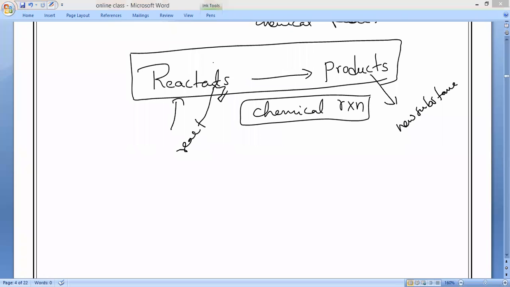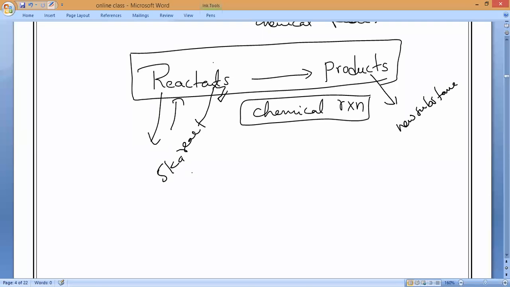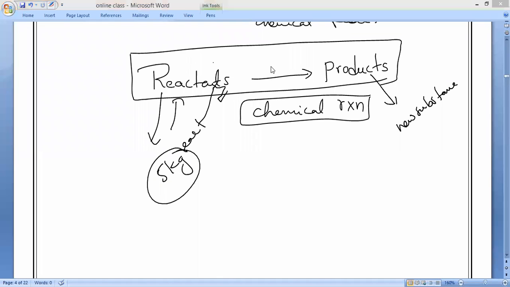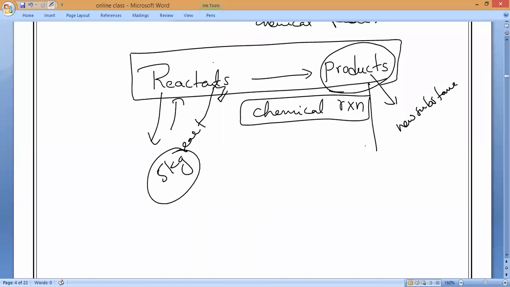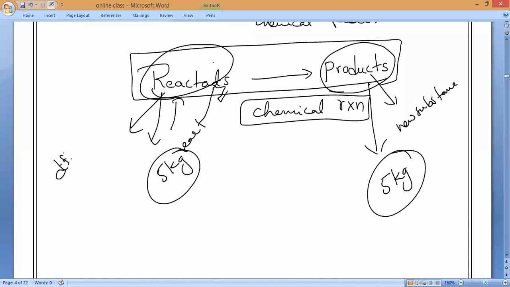In any kind of chemical reaction, whatever substances react and whatever substances form, before reaction and after reaction, for example, if I take 5 kg of reactants, then after the chemical reaction I will get products also 5 kg. Reactants may have different properties and products may have different properties, but what remains constant?